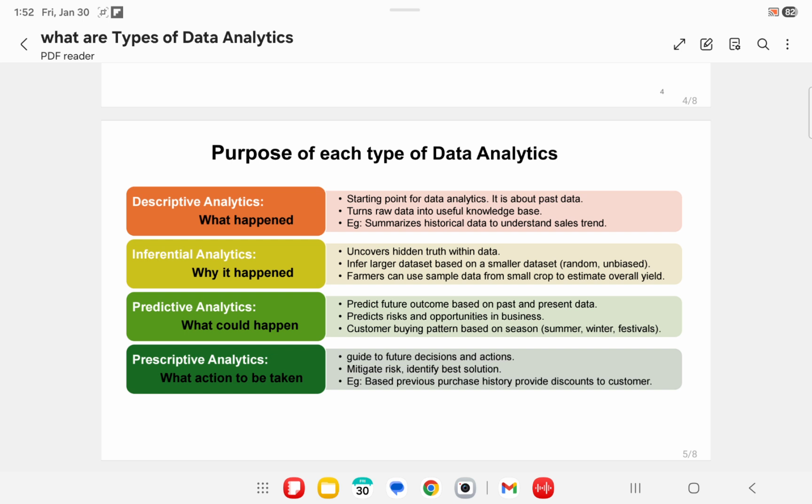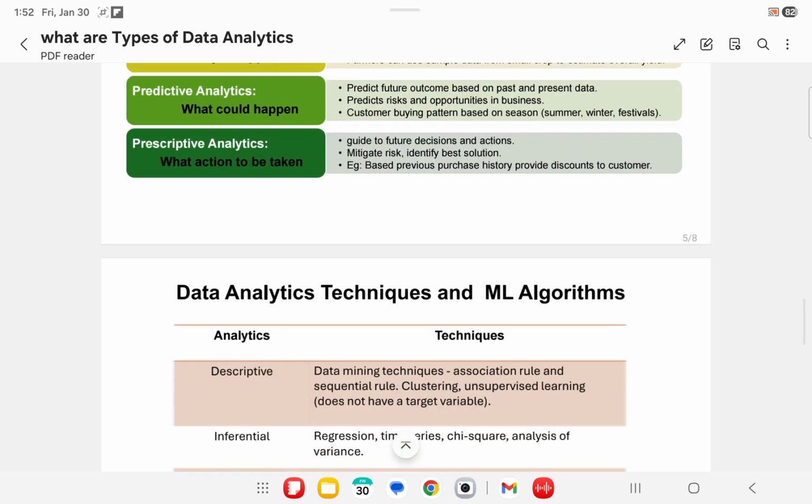Moving on to the next slide, data analytics techniques and machine learning algorithms.